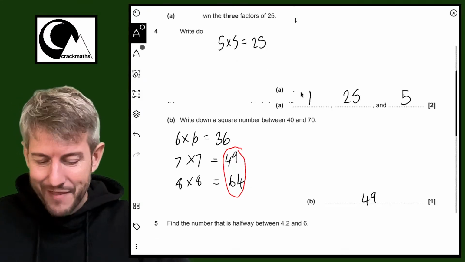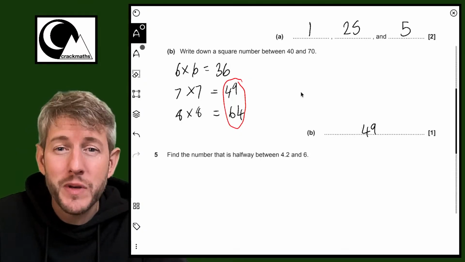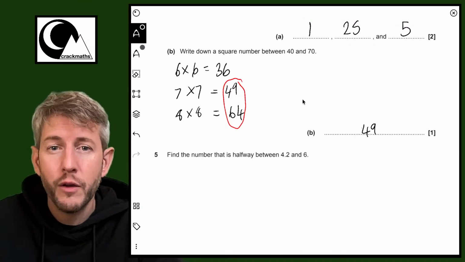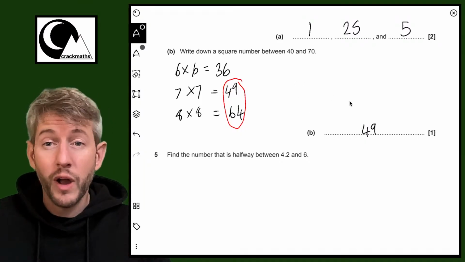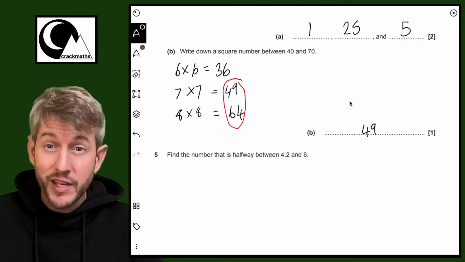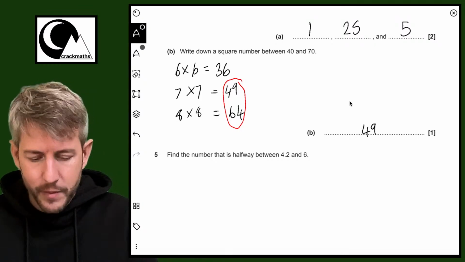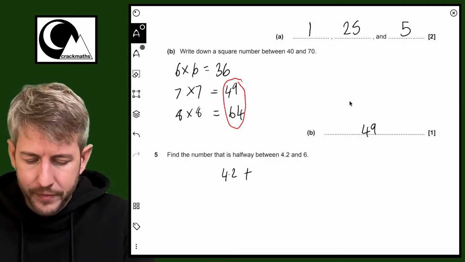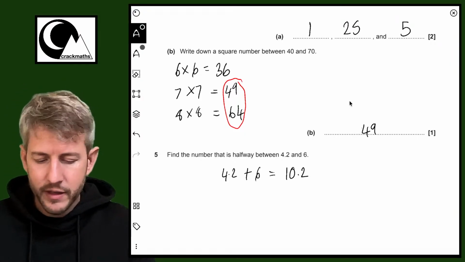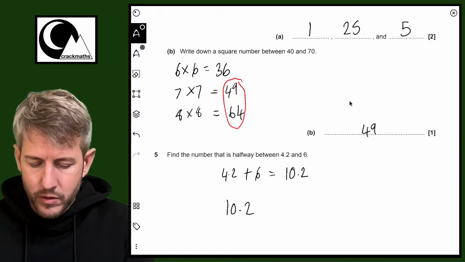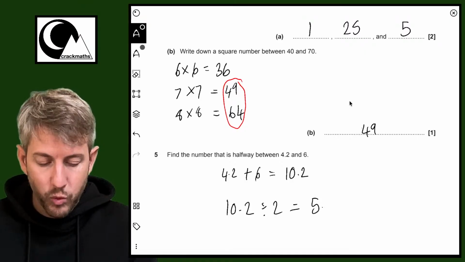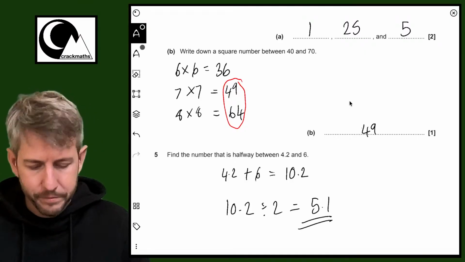Okay, right. Let's have a look at question 5. So question 5 says, find the number that is halfway between 4.2 and 6. Well, if you ever want to find the number that's halfway between 2 numbers, you add the numbers together and divide it by 2. Okay, so I'm going to do 4.2 add 6, which is going to give me 10.2. And then 10.2 divided by 2. Well, half of 10 is 5 and half of the 0.2 is 0.1. So this is going to be 5.1, like this.